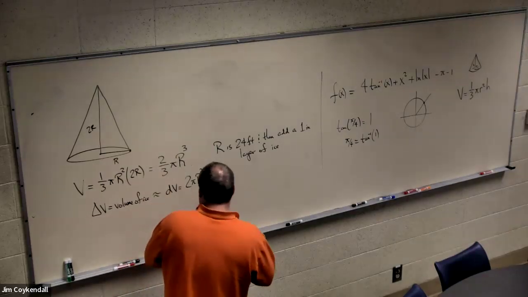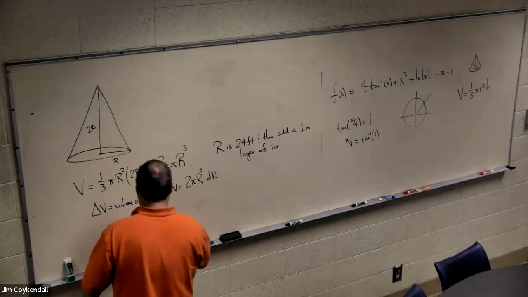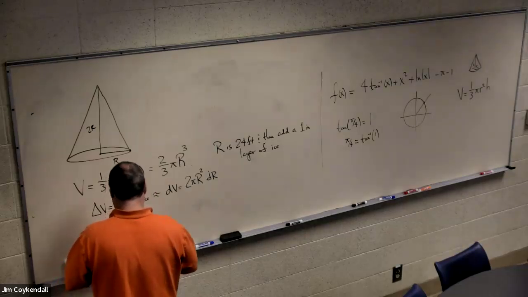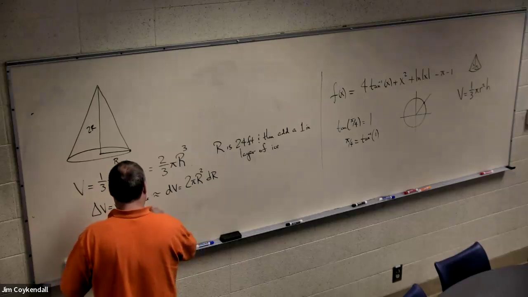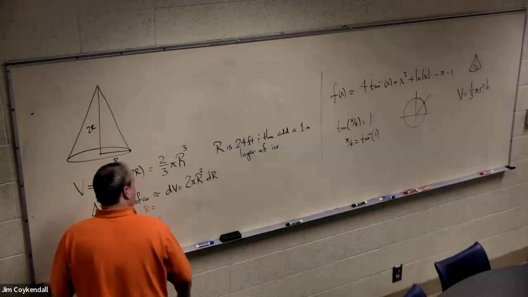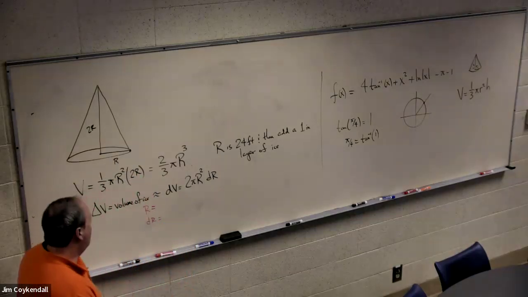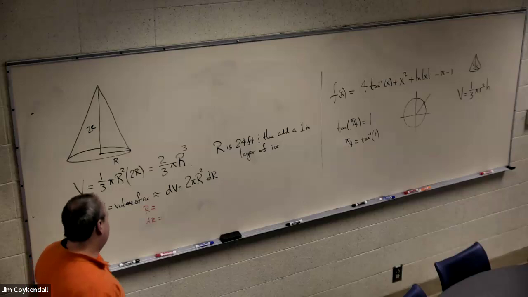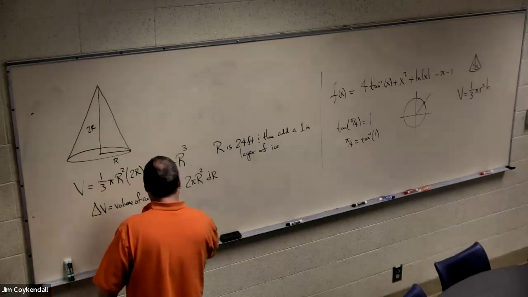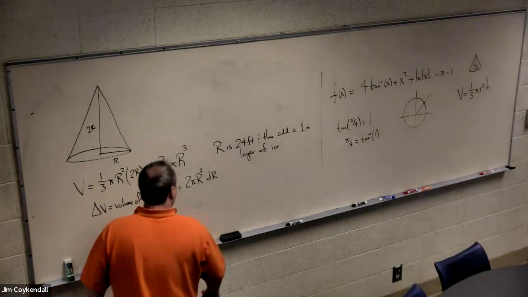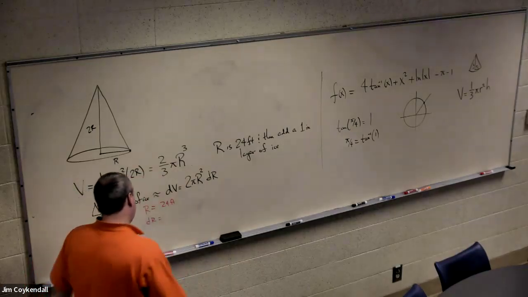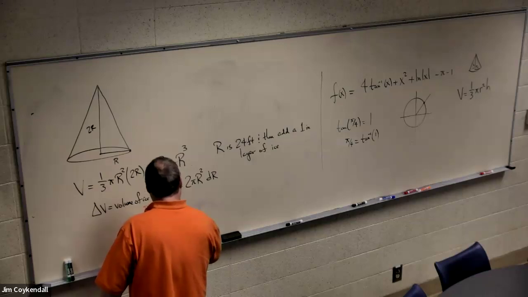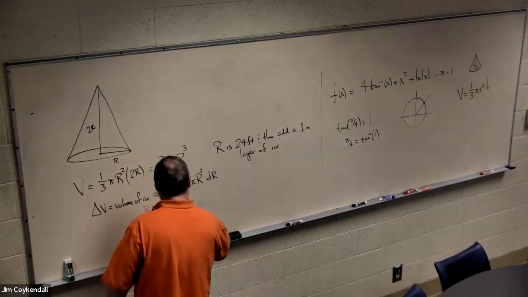Now, to make this work, we need numbers for R and dr. What number are we going to have for R? 24 feet. I agree. That's the way to go. How about dr? Okay, good. 1 inch, which is 1/12 of a foot.